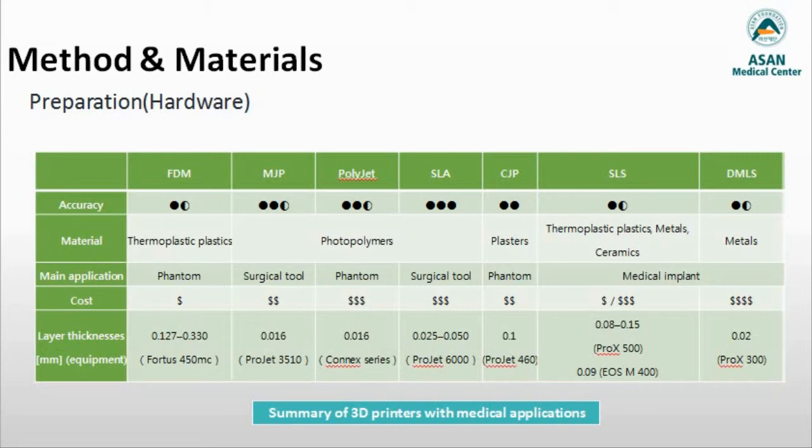Therefore, you can use a printer of the CJP type with a plaster material. In addition, if you want to print the skin and skull at the same time, use the PolyJet printer, which is capable of outputting two different types of materials at the same time.